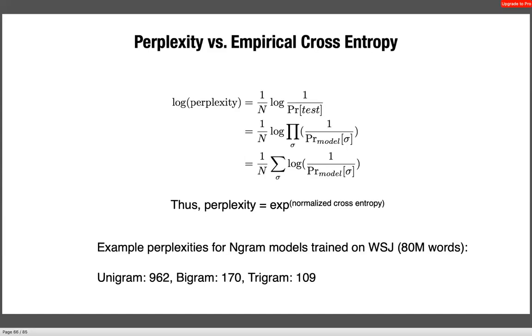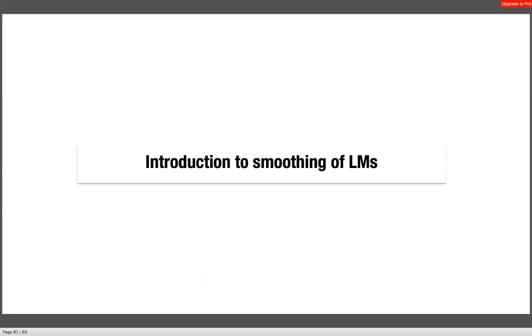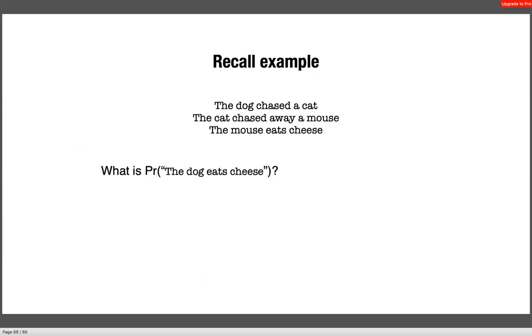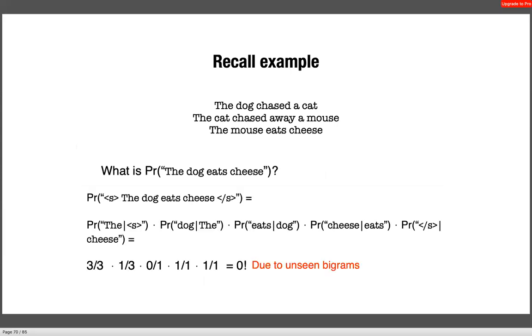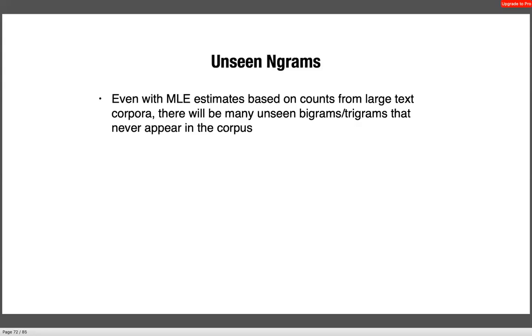Okay, so that was about evaluating language models. I want to give you a very quick intro to LM smoothing, which was the problem we briefly discussed of unseen Ngrams being assigned 0 probabilities just because they don't appear in the corpus. So this was our example specifically, and we had this issue of never having seen the bigram "dog eats", right? So even with very, very large text corpora, as I mentioned, this is a very frequent phenomenon that you will run into these unseen Ngrams.